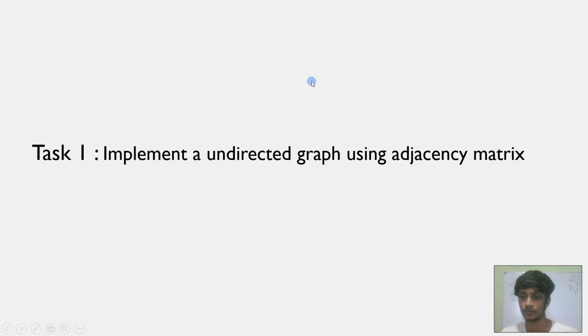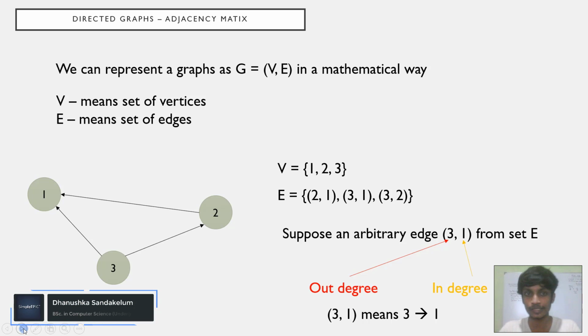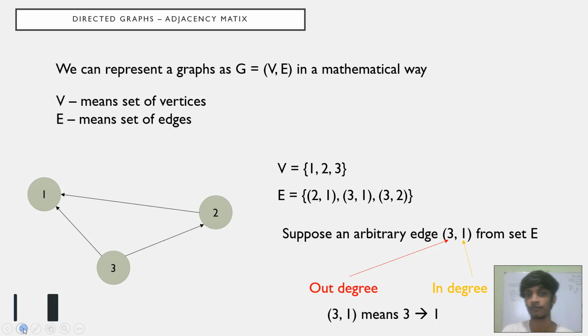Okay, in the previous video, we discussed how to implement an undirected graph using an adjacency matrix. So today we can move further. Today's topic is directed graph representation using adjacency matrices. Of course, we can represent a graph using the G = (V, E) structure when it comes to mathematical ways. V means a set of vertices and E means a set of edges.